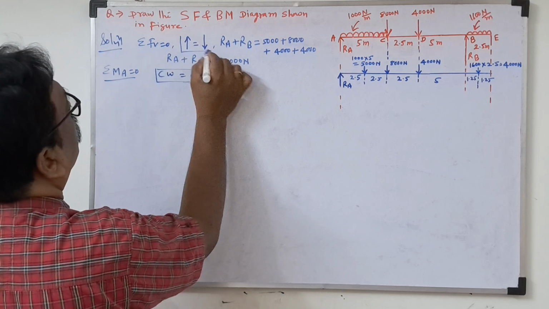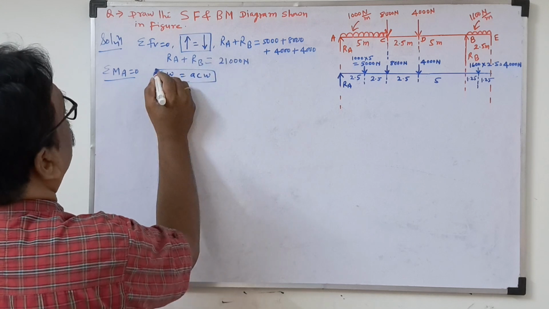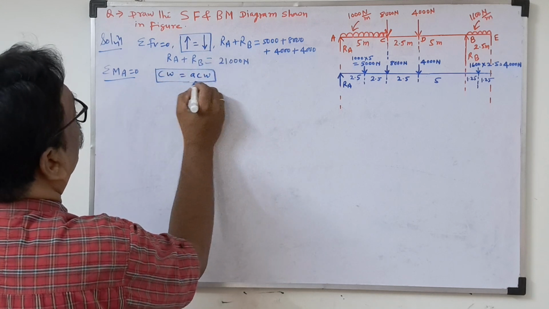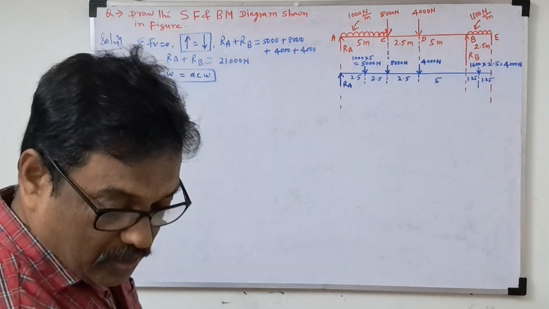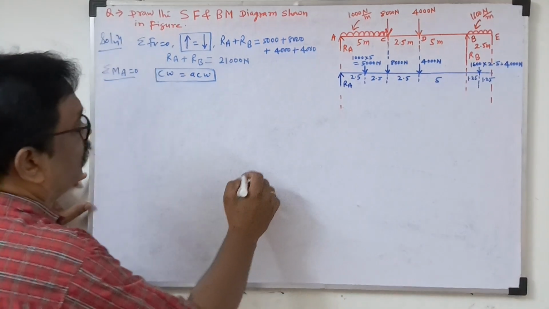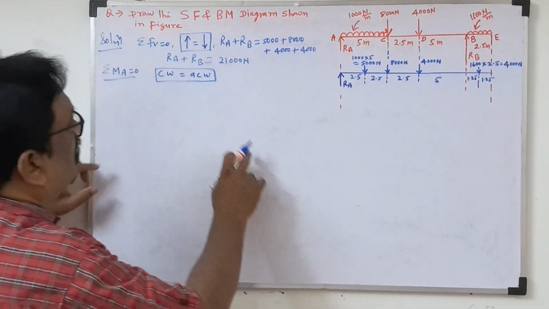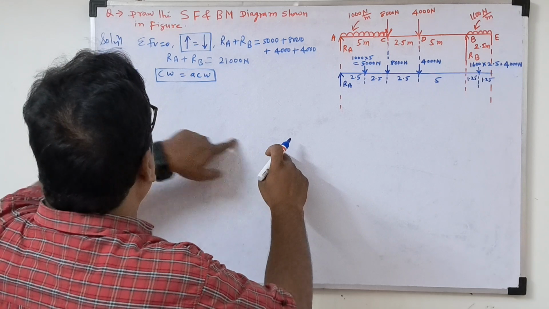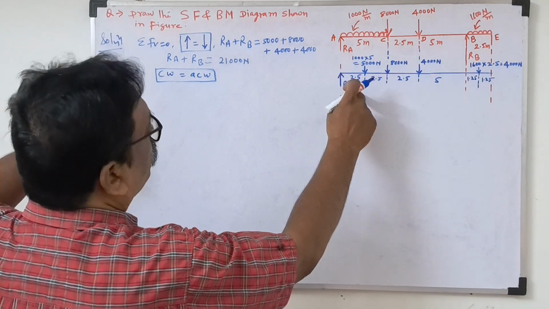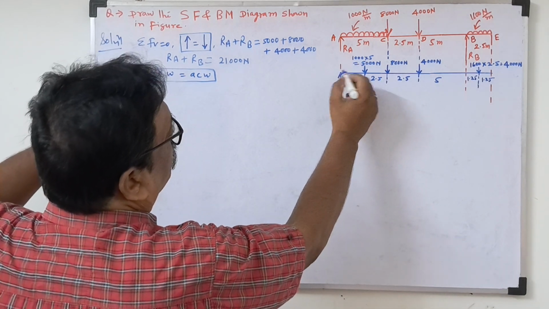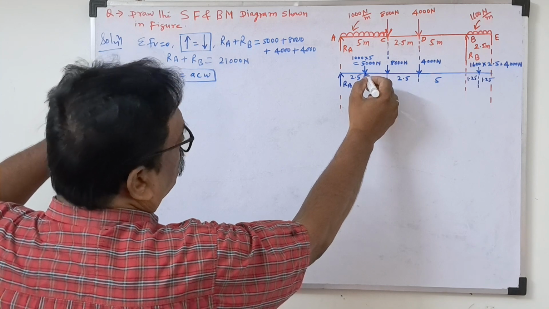Total clockwise is equal to total anti-clockwise direction we will take. We will see the moment is nothing but force into perpendicular distance. So I have taken point A. A point is fixed. Now see the moment, this is force.